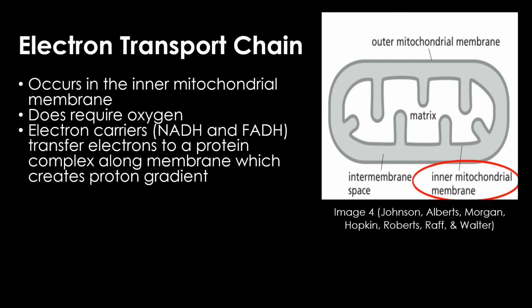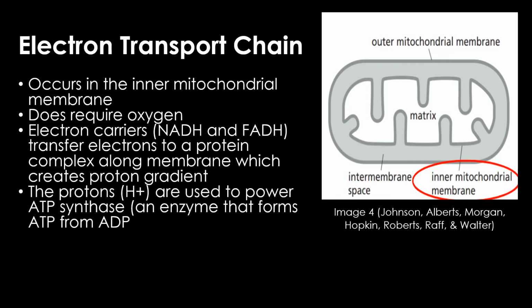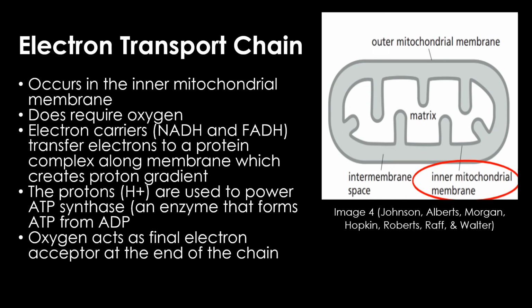The electrons are then moved along the membrane by these carrier proteins, and this creates a proton gradient, basically a big clump of H+ molecules. These hydrogen ions from the proton gradient are then used to power ATP synthase, which is an enzyme that forms ATP from ADP, essentially adding a third phosphate group. Oxygen acts as the final electron acceptor at the end of the chain, resulting in the formation of water.